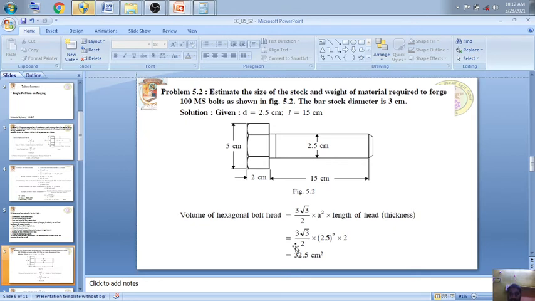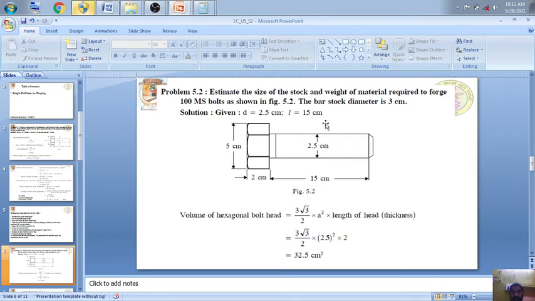So length equals volume of the bar stock divided by area of the bar stock, which will give you the length of the bar stock. Before that, you need to calculate the volume of these two portions, the shank and the head, and you have to consider scale loss, which is usually 5%.